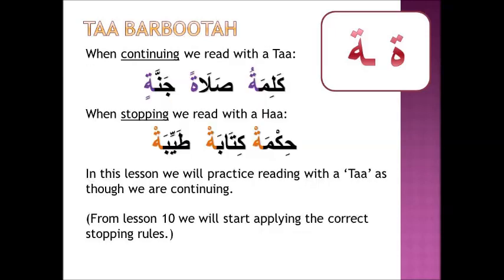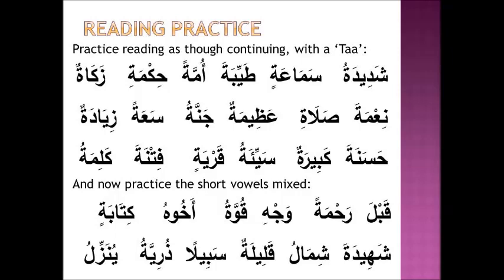When continuing, we read the marbootah with a Ta, as in kalimatu, salatan, and jannatin. However, when we stop on the word, we read it with a Ha, as in hikmah, kitabah, tayyibah. In this lesson, we will practice reading with a Ta, as though we are continuing. From lesson 10, inshallah, we will start applying the correct stopping rules. Pause the recording to practice your reading.